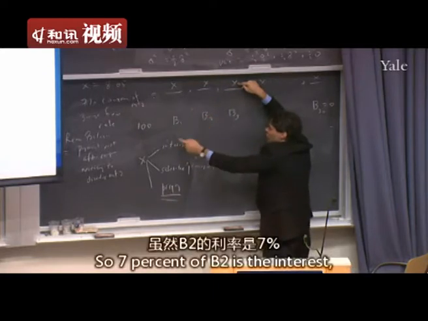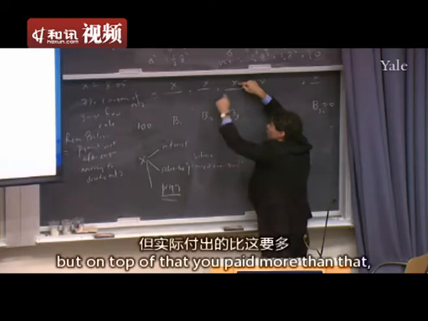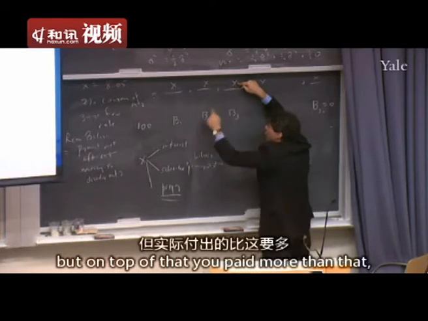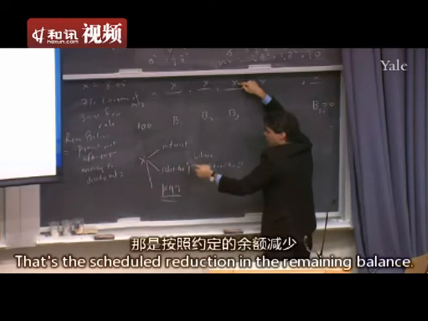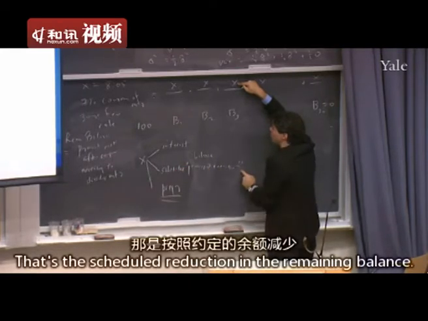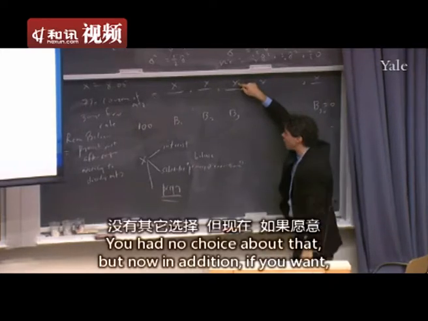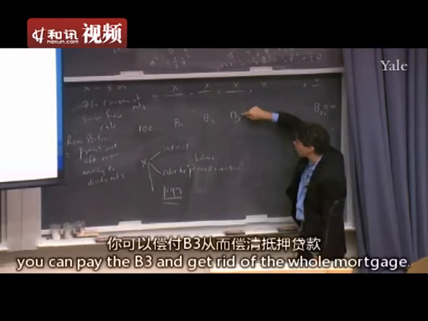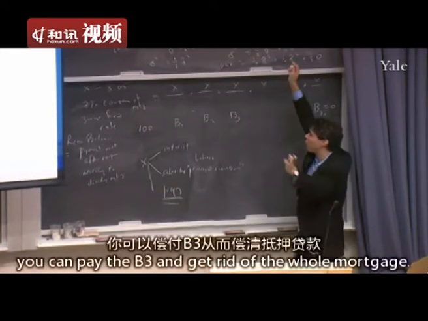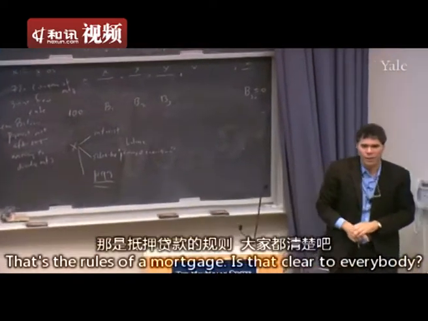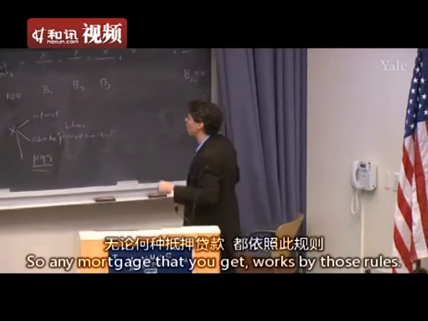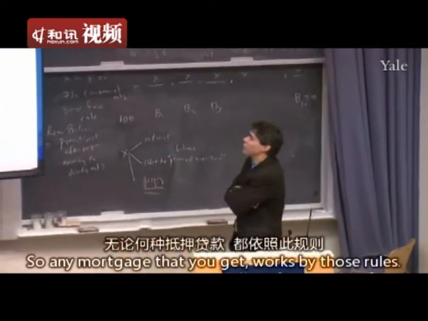So 7% of B2 is the interest, okay? But on top of that, you paid more than that. So that extra you paid reduced the remaining balance. That's the scheduled reduction in the remaining balance. You paid that off. You had no choice about that. But now in addition, if you want, you can pay the B3 and get rid of the whole mortgage. That's the rules of a mortgage. Is that clear to everybody? Okay, so any mortgage that you get works by those rules.